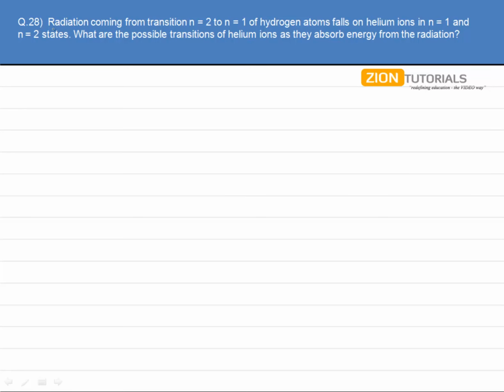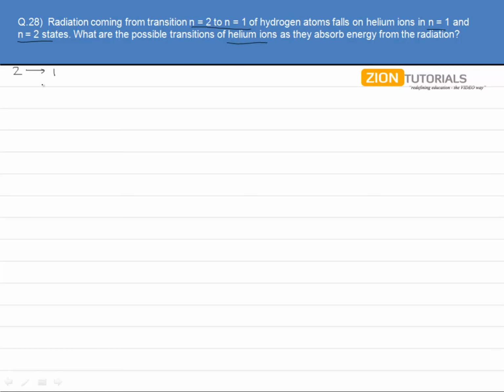As the question says, radiation coming from a transition n equal to 2 to n equal to 1 of hydrogen atom falls on helium ions in n equal to 1 and n equal to 2 states. What are the possible transitions of helium ions as they absorb the energy from the radiation? Now, we have been given that the transition is from orbit 2 to orbit 1.